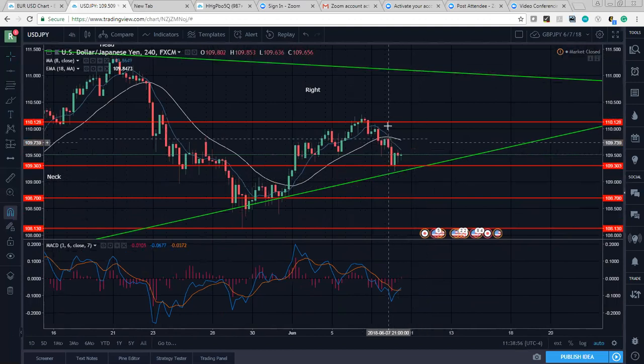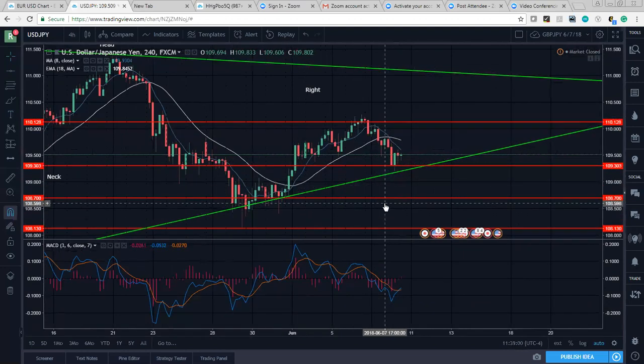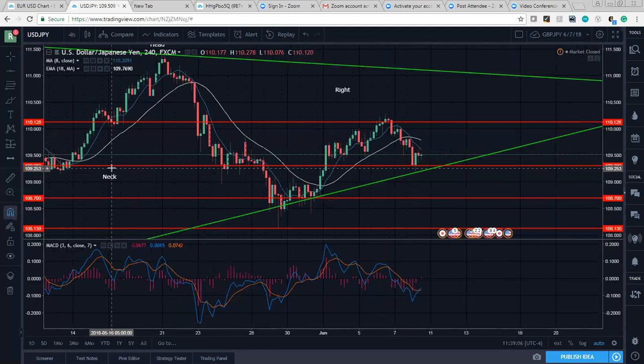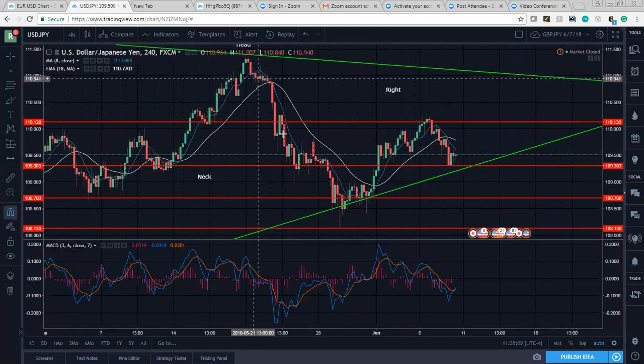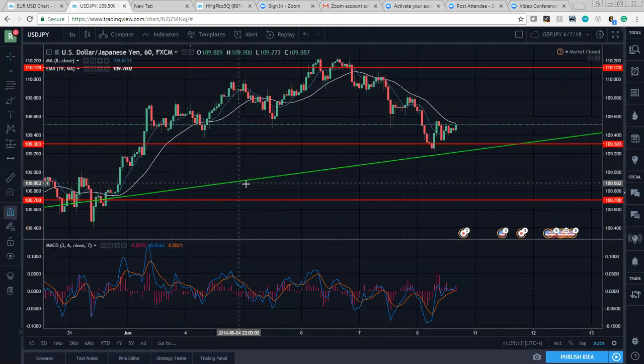So that's our support line. We have our resistance line there, and this is our counter trend line. And really, that's all we see on this 4-hour time frame, and also a better view of the symmetrical triangle here and what it's doing. We'll go down to the 1-hour time frame, and we'll see some interesting stuff here.